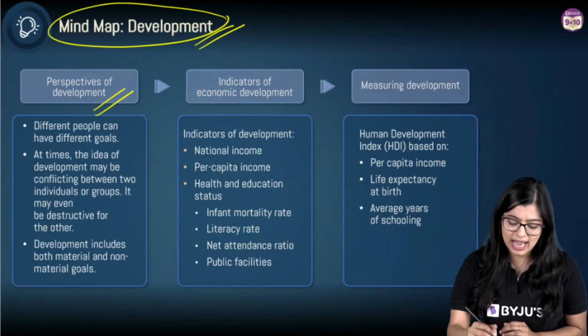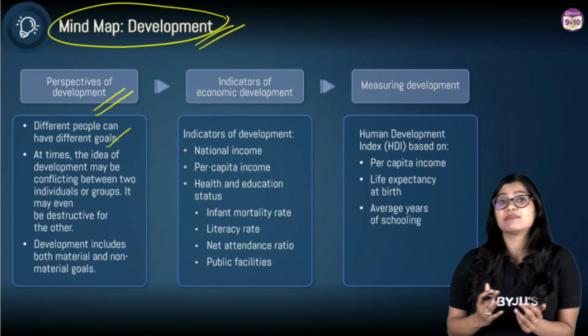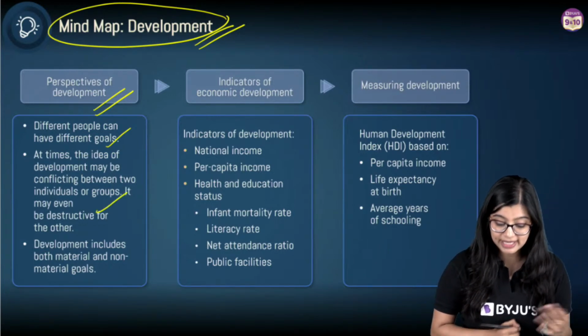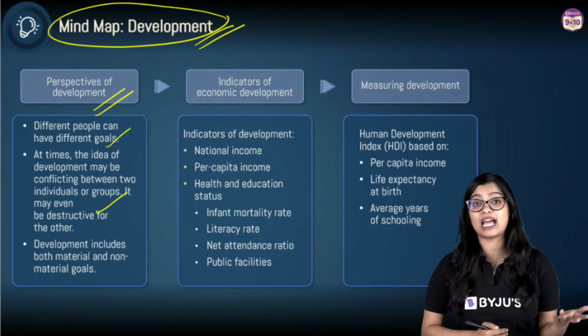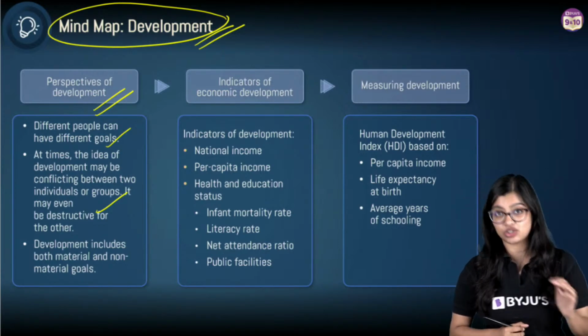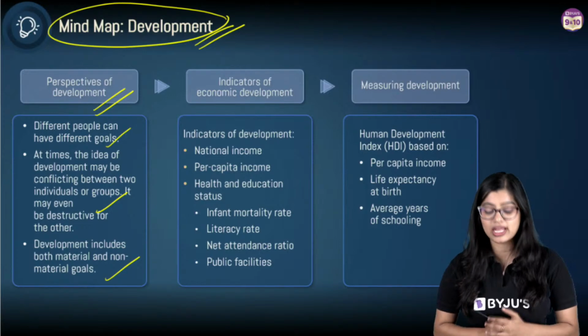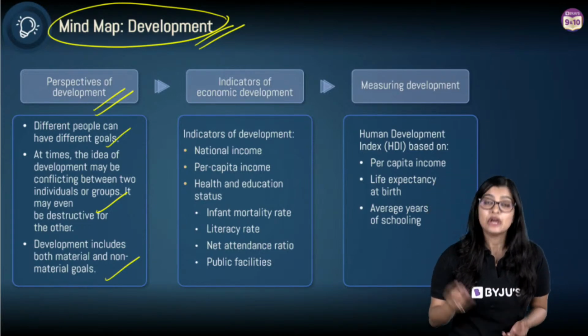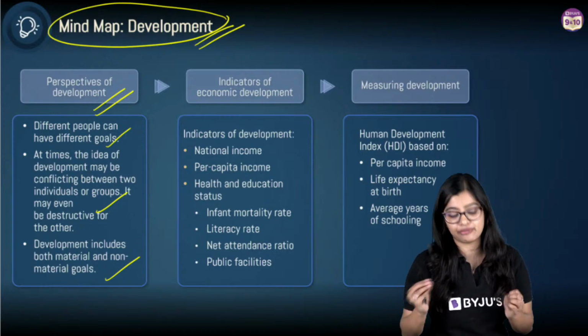Now, different people have different developmental goals. Sometimes it's not always that yours and my development goal will be the same. There could be some conflict as well, or sometimes one person's development goal could be destructive for another. And we know that when we consider development, it's not just about earning material success, but it's also about the quality of life that we live.